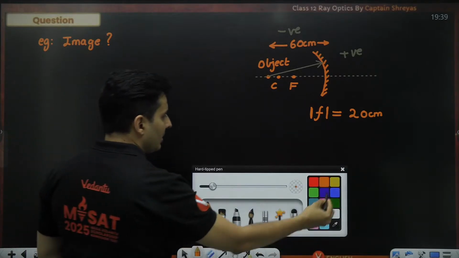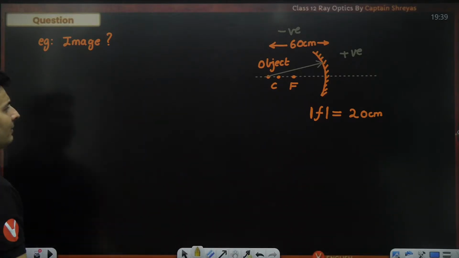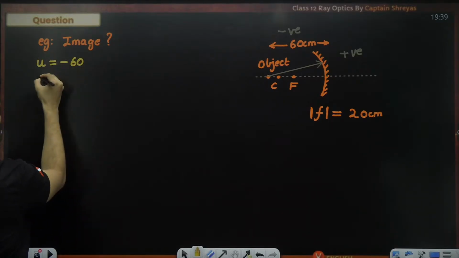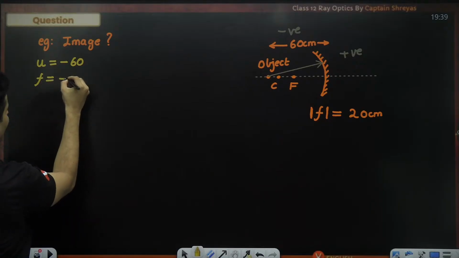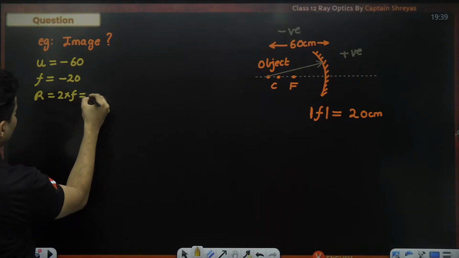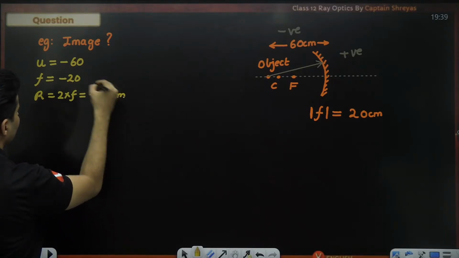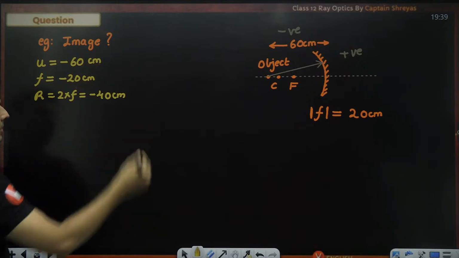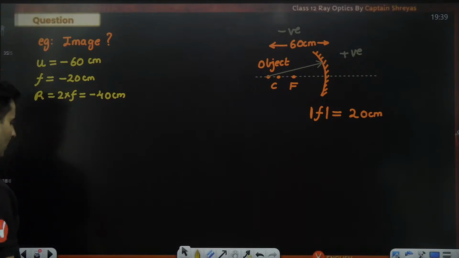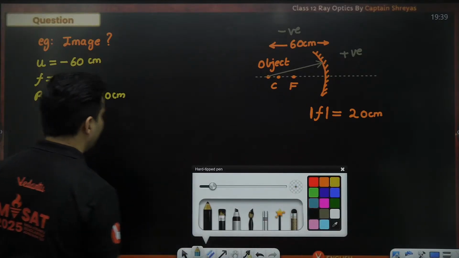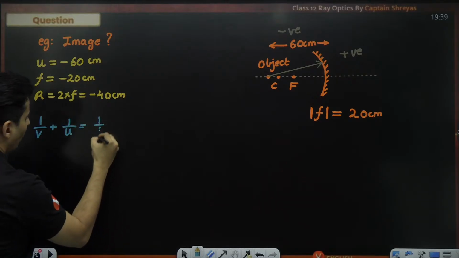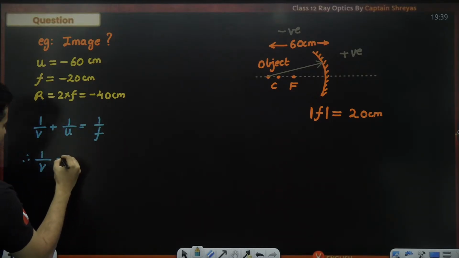Okay, so let's use maybe the mirror formula and then we'll get everything. Here the object distance is minus 60 centimeters, the focal length is minus 20, and the radius, which is 2 times f, will be minus 40, everything in centimeters. We got all this information by the diagram and whatever is given. That is the first step of the problem. Now let's apply the mirror formula and see what we exactly get. So 1 by v plus 1 by u is 1 by f. Image distance I do not know.